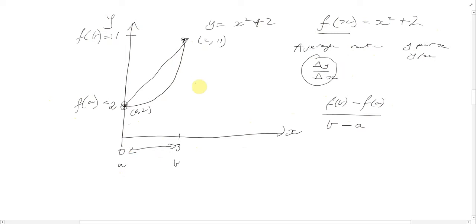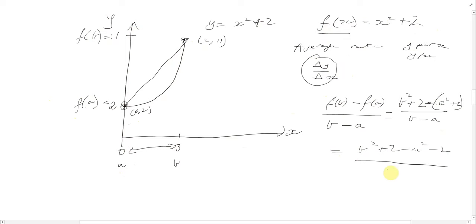Okay, so let's check how that works out. Let's suppose that A is 0 and B is 3. Let's fill everything in for A equals 0 and B equals 3. So our function of B is going to be, well, replace our x squared with B's. So it's going to be B squared plus 2, take away the function of A, so that's A squared plus 2, divided by B minus A. So let's write that out. We've got B squared plus 2 minus A squared minus 2.